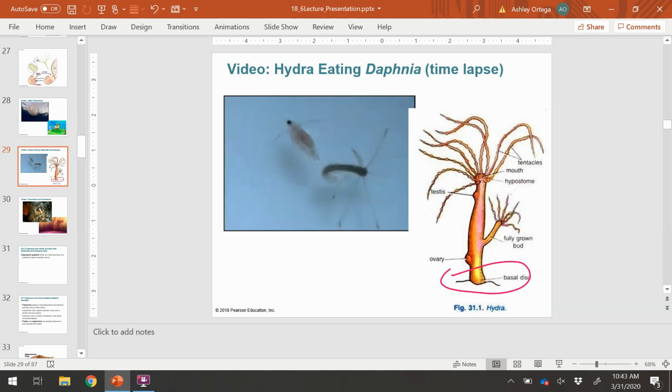To capture food, it will use its tentacles that will sting different small organisms. For the hydra, they are very, very small. You can see them just barely with your eyes, but most of the time in lab we would have some live ones that you can see under one of those large stereoscopes. And here is a video of a hydra eating a small organism called a Daphnia. So let's take a look at that.